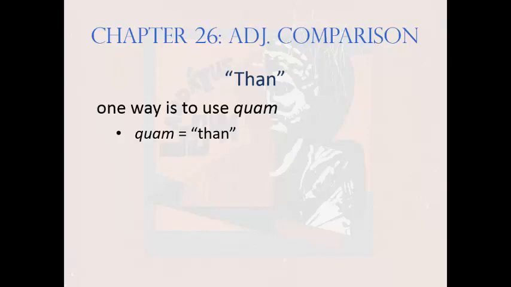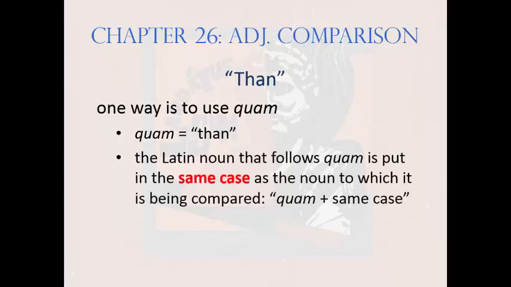For example, this is bigger than that. Grammatically, comparison operates the same way as apposition, because two nouns are equated, or in this case, not equated, but grammatically, that's the same thing. So how do appositives work? They take the same case as the noun to which they're being equated. That's exactly how the noun after quam works. It's put in the same case as the noun to which it's being linked and compared.